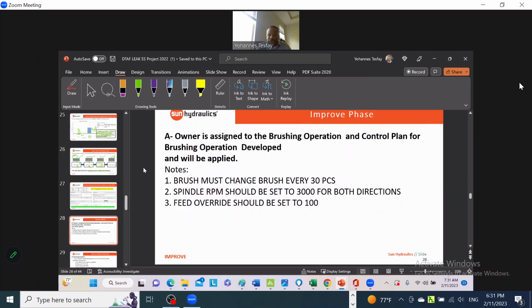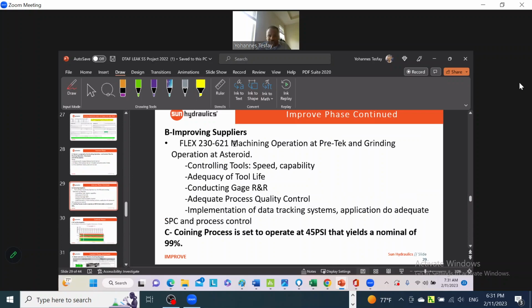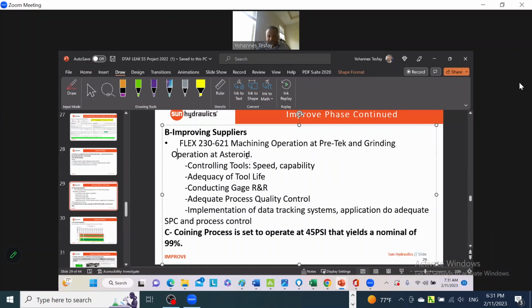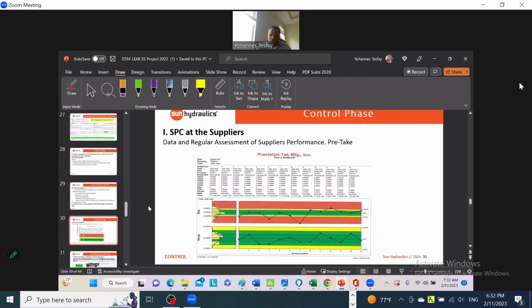Then, continuing. This part, the machining operation, we already just took it, and this is a company. And the grinding operation at Asteroid: controlling tools, speed and capability, adequacy of tool life, gauges rendered steady, adequate process control, and implementing a data tracking system so that we need to follow the data. And the coining process is set to 45, that's also another control. And this is the control phase.